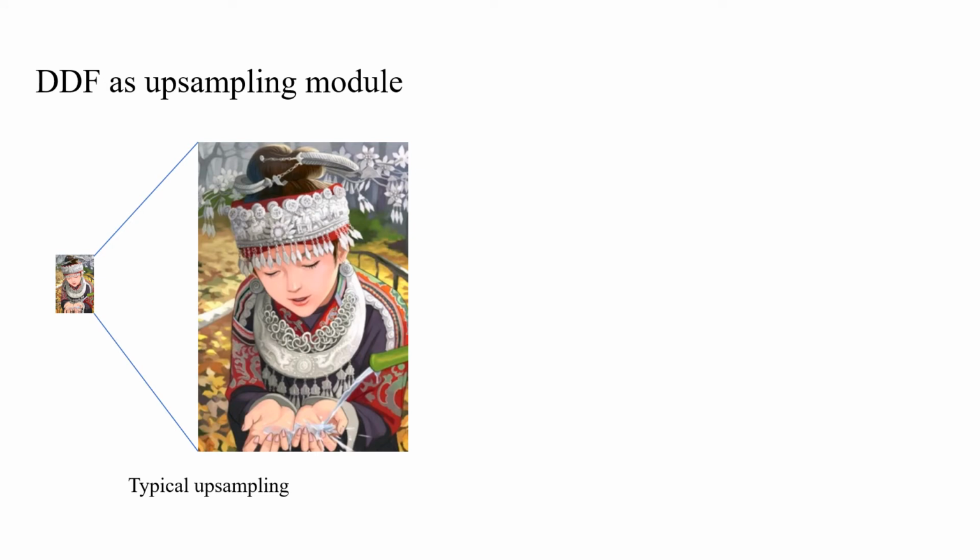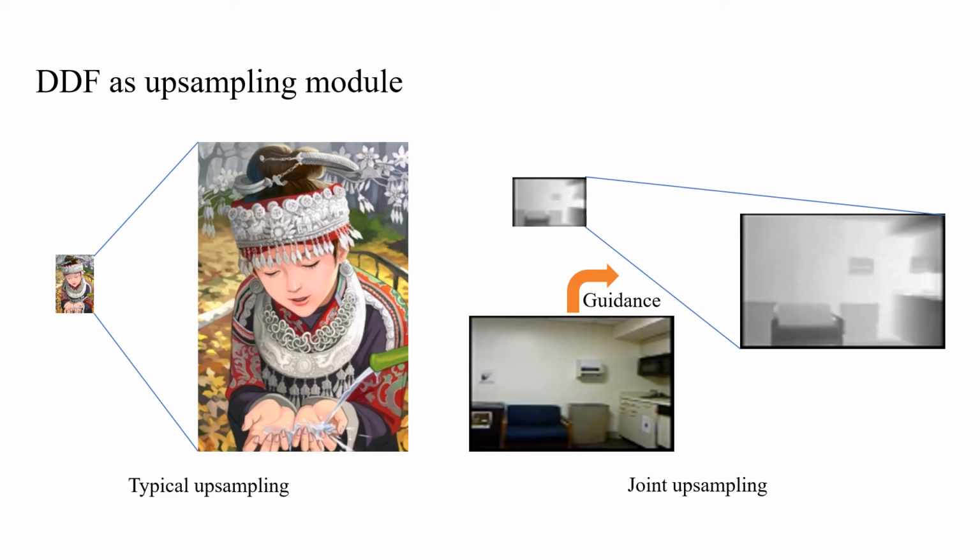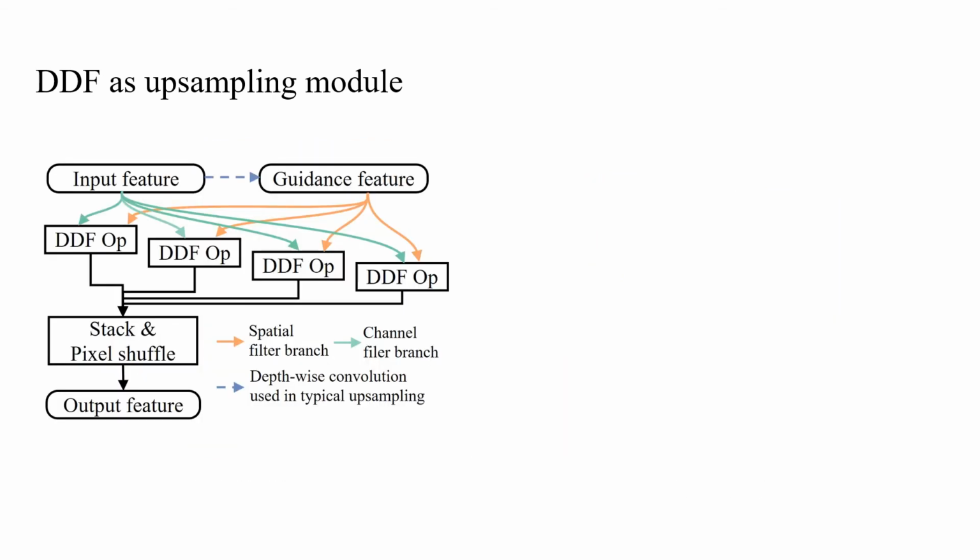Moreover, we extend the use of DDF to typical and joint upsampling networks. The typical upsampling task enlarges the input image or feature map. The joint upsampling tasks enlarge the image or feature with the given high-resolution guidance. An advantage of dynamic filters compared with standard convolution is that one could predict dynamic filters from guidance features instead of input features. Following this, we propose the DDF upsampling module, which can be used in both typical and joint upsampling scenarios. We name this module DDF up.